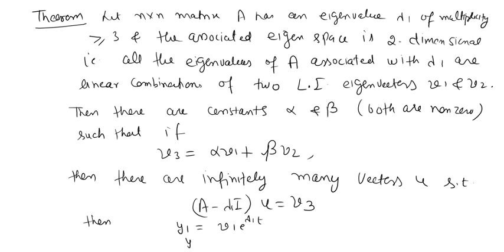Then three solutions are y1 equal to v1 e power lambda 1 t, and y2 equal to v2 e power lambda 1 t and y3 equal to u e power lambda 1 t plus v3 t e power lambda 1 t. So these y1, y2, y3 are linearly independent solutions of system y dash equal to A y. So I am going to explain this application of this theorem by taking an example.